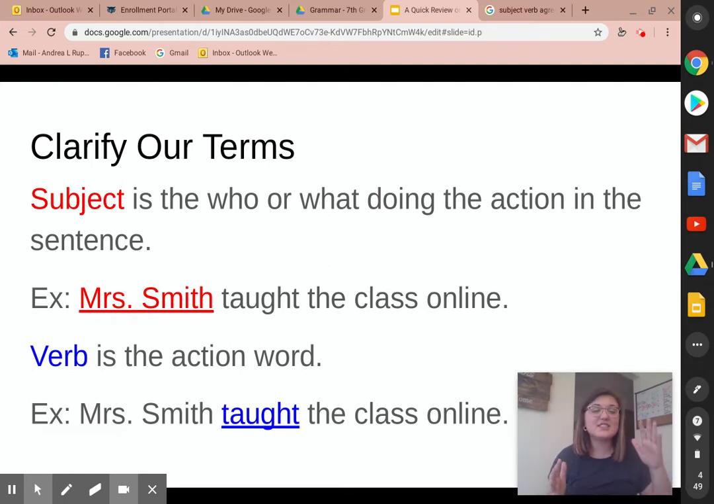So in the sentence, Mrs. Smith taught the class online, Mrs. Smith is the subject. I am the one who is doing the action. Now, what is the action that I'm doing? Remember, verbs are action words. They're the things we're physically doing or we're thinking. So what did Mrs. Smith do? Mrs. Smith taught the class online, taught being our verb. So Mrs. Smith would be our subject, taught would be our verb. But you guys already know that.